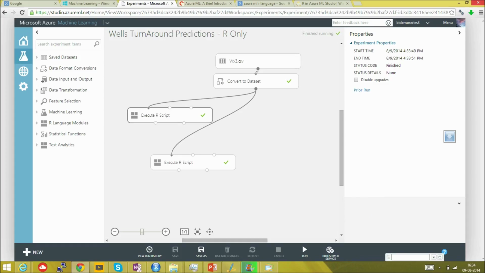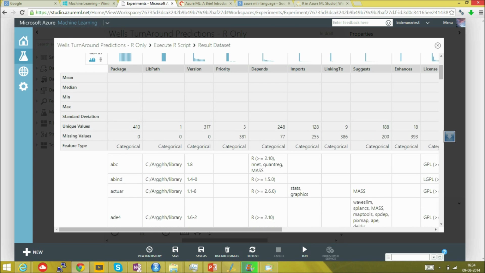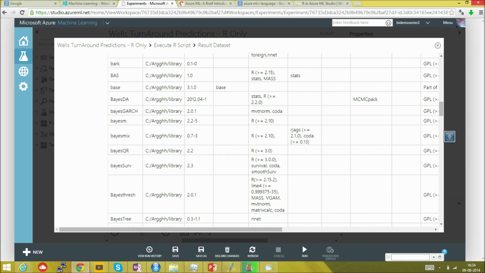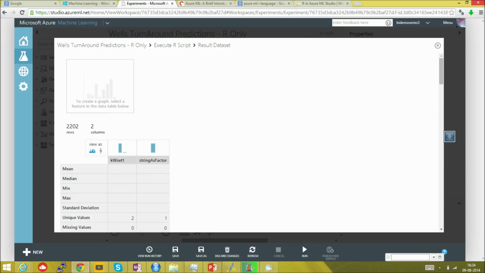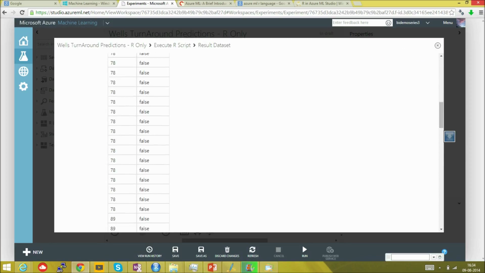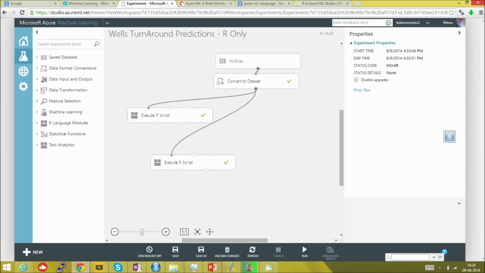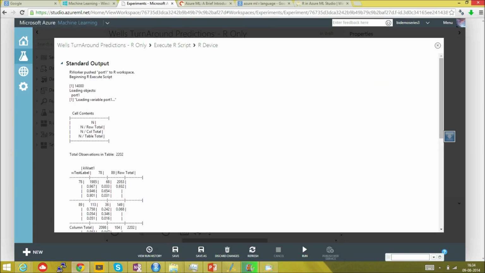First, let's take a look at what packages are installed on Azure ML from an R perspective. We can see a whole lot of packages. You can go back and take a look at this entire list later. Next, I want to take a look at my output. The output which I get looks fine, but it doesn't give me the insights I really want. What I really want to look at is this.